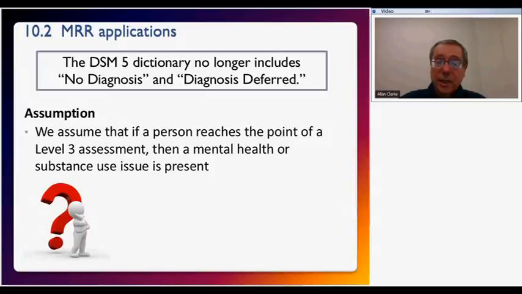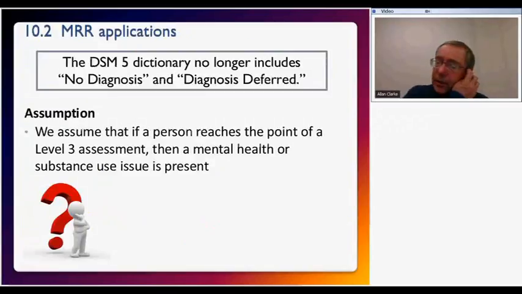So this presents a bit of a challenge, and we have some thoughts about that. But we are making the assumption that if a person has reached the point in our system that there's a level 3 assessment, then undoubtedly there is a mental health or substance use issue present. So we're not so worried about the category "no diagnosis".